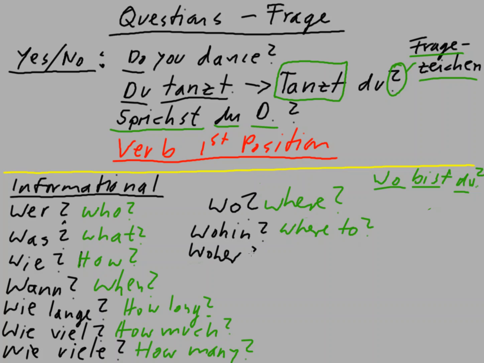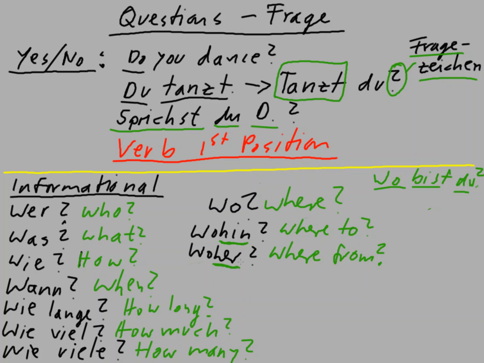Then we have the opposite. Woher? Where from? So later on, as you continue to learn German, you will realize that the little syllables hin and her mean to and from respectively, and we can also attach them to other words that we will learn some other time. Wohin, where to, woher, where from.